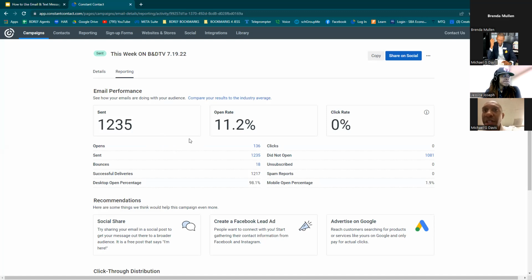So what Jess has pulled up is one of the campaigns within Constant Contact. Which one is this one, Jess? I think it's the B&D. I didn't know which one you wanted to pull up. No, it didn't matter. I did that one and then the Real Evolution, but we can start with B&D TV. This was something that we started doing this year.